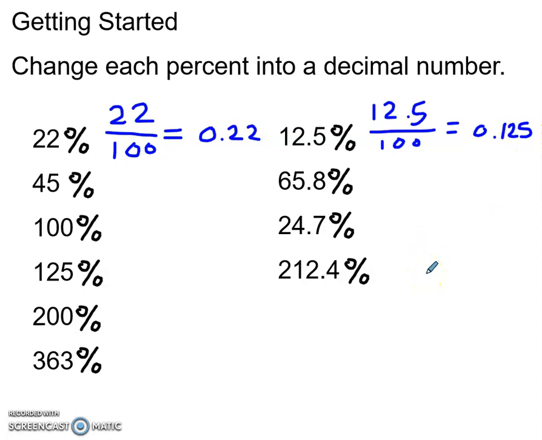So take a look at the remaining problems. Think about the steps you have to go through. There are some patterns, but the one way that will always work is take the number divided by 100. Please convert all of these into decimal numbers and then turn the video back on when you're finished. When you turn the video back on, all you will see will be the answers.